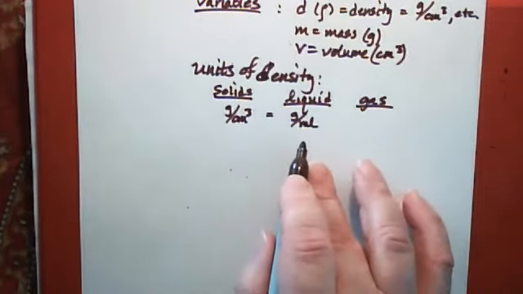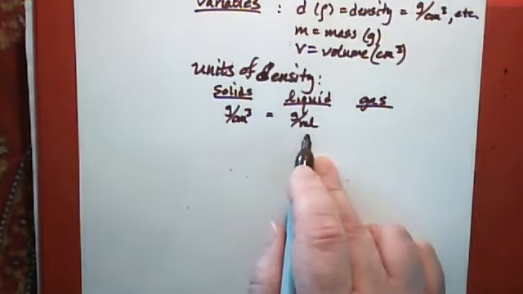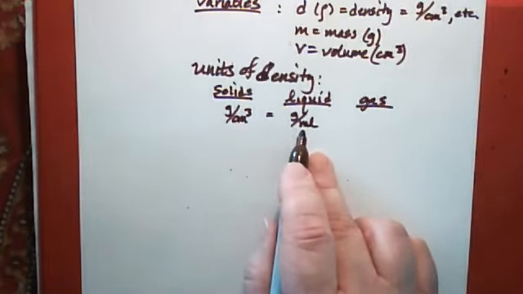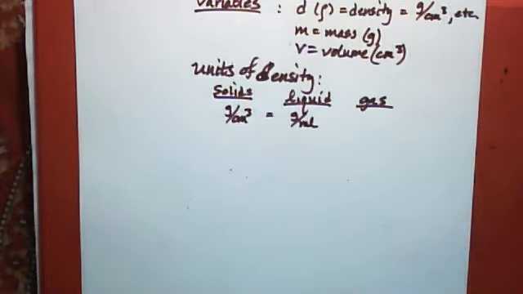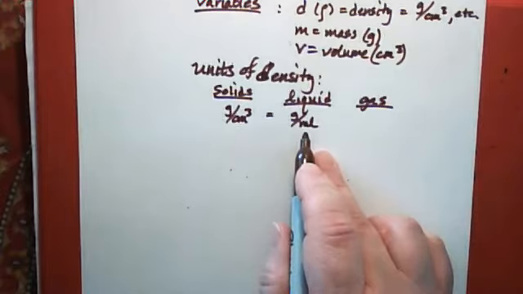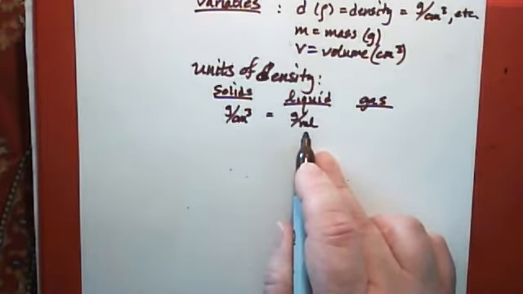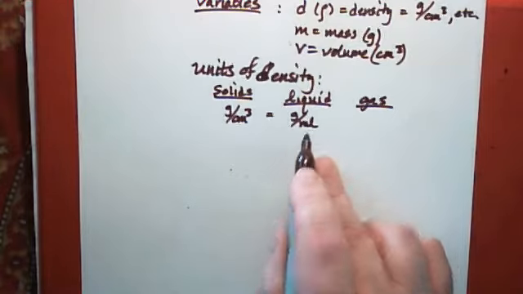For liquids, we usually give the units as grams per milliliter because we'll usually be measuring the volume of the liquid in a graduated cylinder, which is like a fancy measuring cup that we use in the laboratory. And it's marked off much more accurately than measuring cups are, though. And the unit on most laboratory glassware would be milliliters for volume.